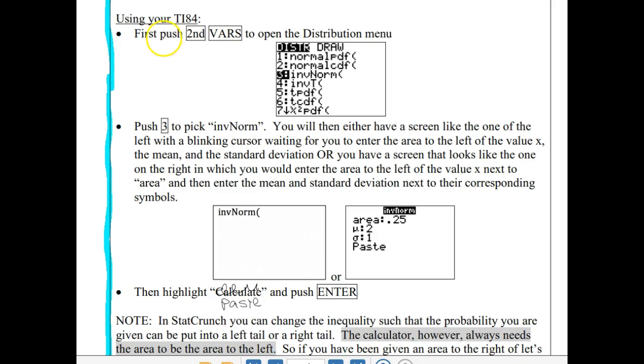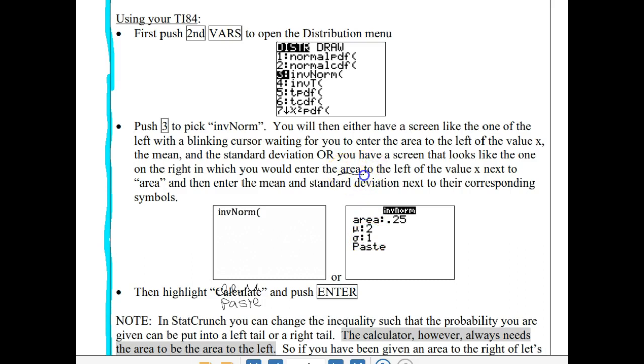So we, again, would first push second variables to open that distribution menu, but in this case now, we want the inverse normal function. So we would push 3 to pick inverse norm. And again, you would have one of the following two screens depending on whether you have the old operating system or the newer one. So again, just circle which one you have and cross out the other one. The newer system's nicer because you don't have to guess as to what it's waiting for. So on the screen on the left, if yours looks like that, you just have a blinking cursor and you're supposed to know what it's waiting for. It's waiting for an area and a mean and a standard deviation.